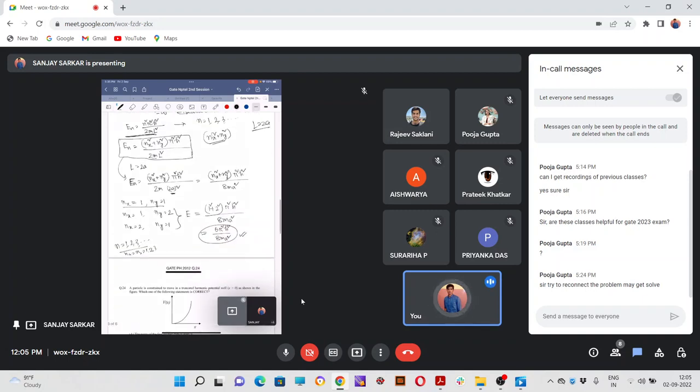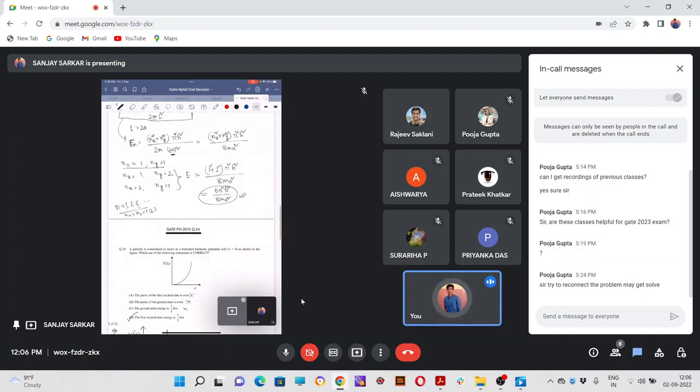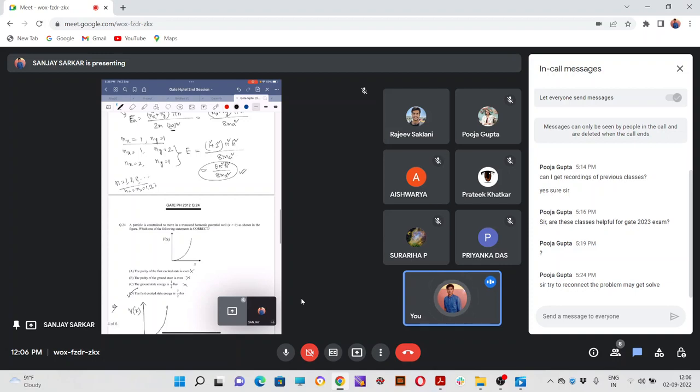The next question is from the harmonic oscillator, 1D harmonic oscillator. The question is: a particle is constrained to move in a truncated harmonic potential well as shown in the figure. Which one of the following statements is correct? The potential well is given here.